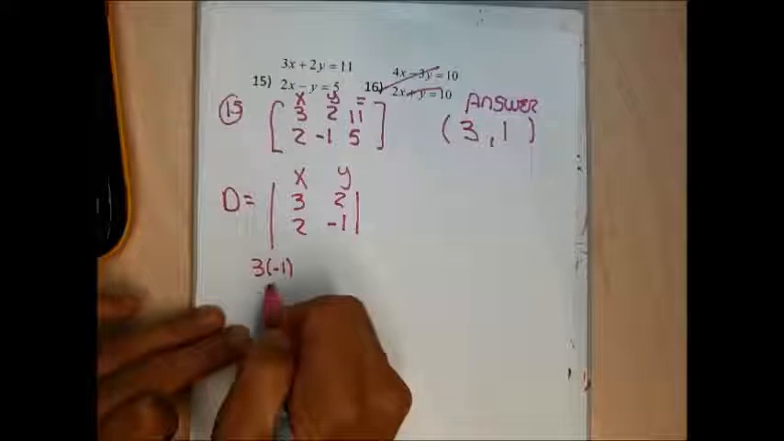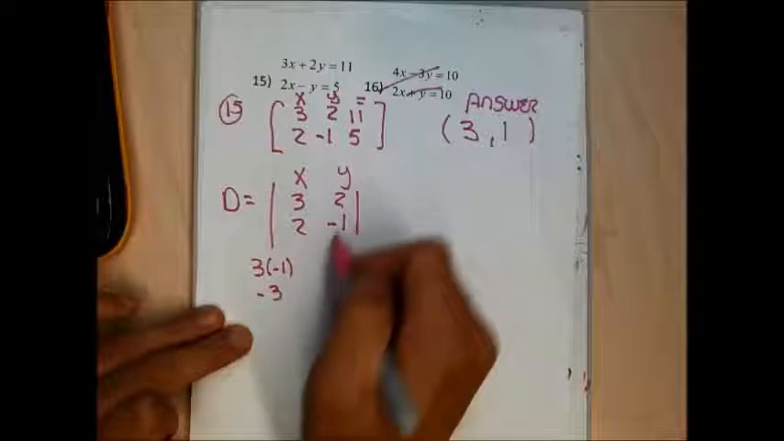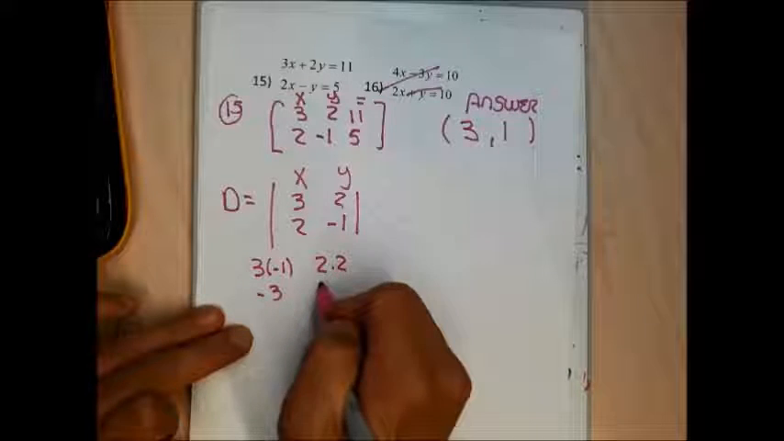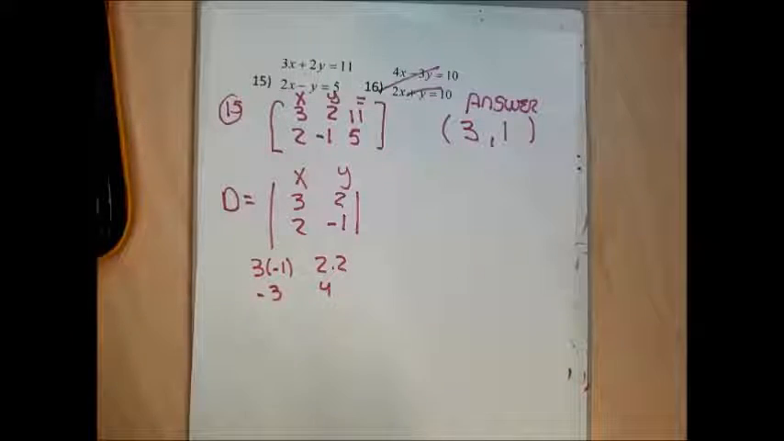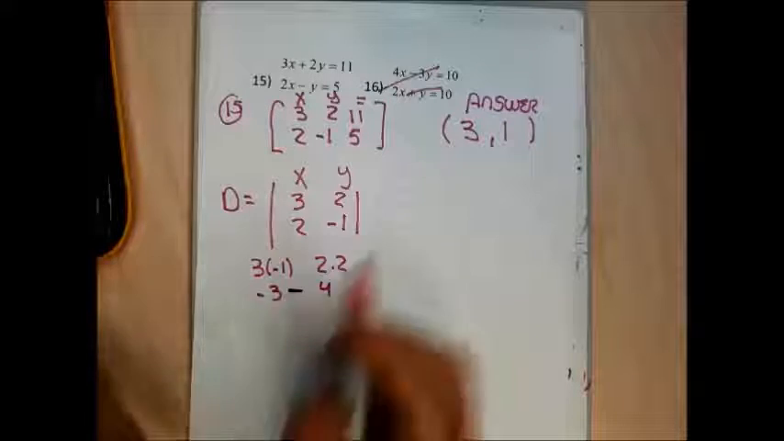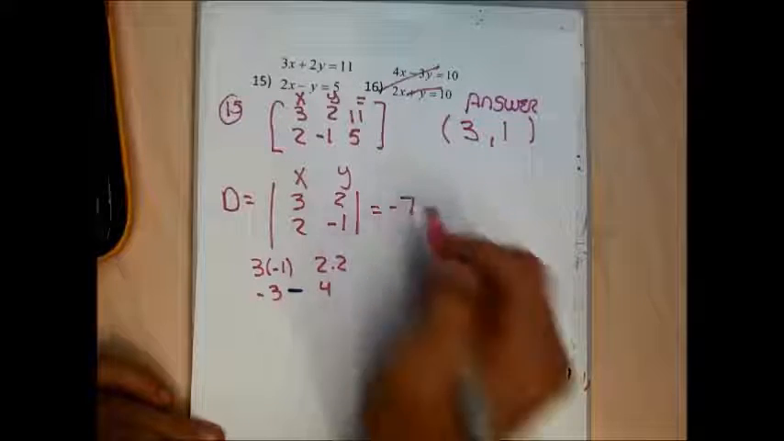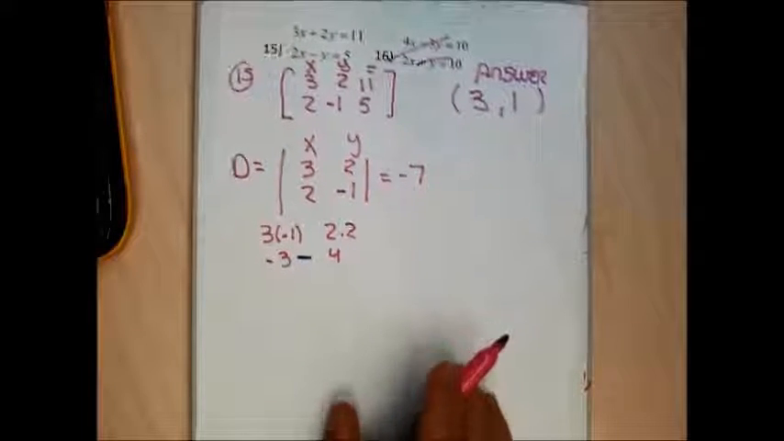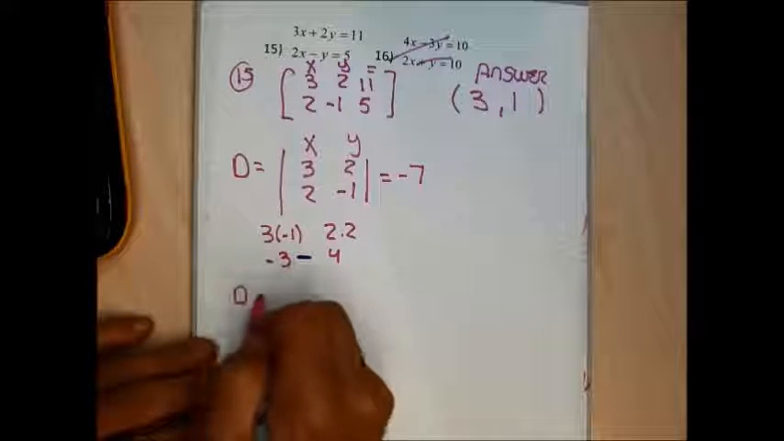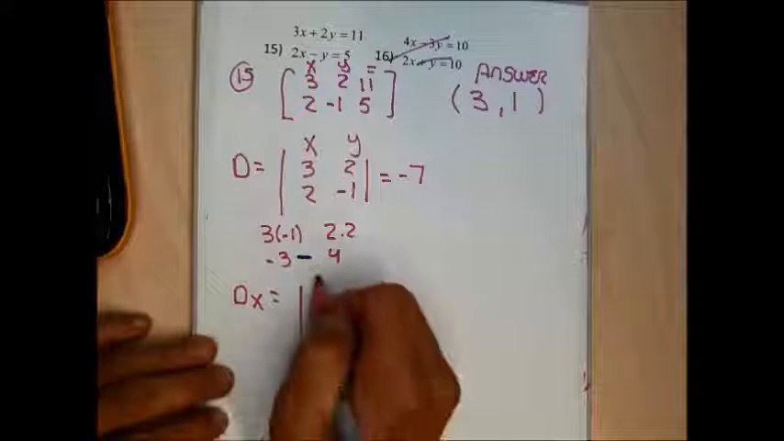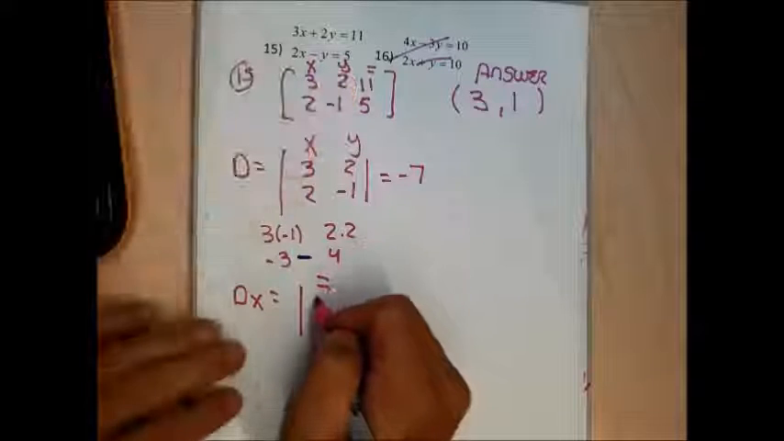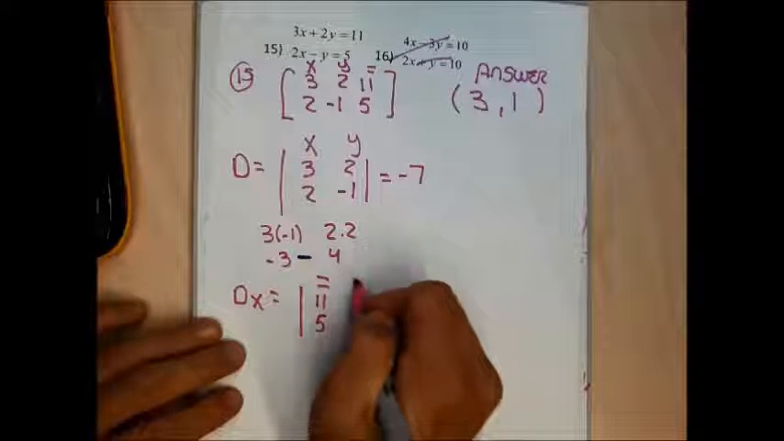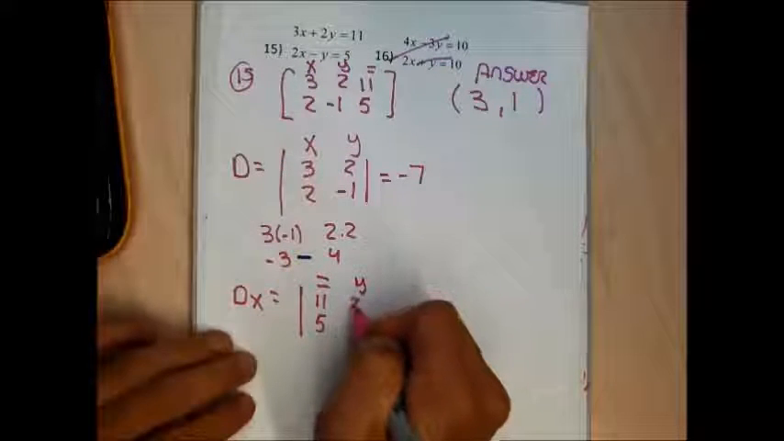3 times negative 1 is negative 3, then cross-multiplying up, 2 times 2 is 4, and then subtract those numbers. Negative 3 minus 4 is negative 7. You don't have to do the matrix determinants by hand, but you can. The second determinant is d sub x. First it has the numbers from the equals column, which are 11 and 5. Then it has the numbers from the y column, which are 2 and negative 1.